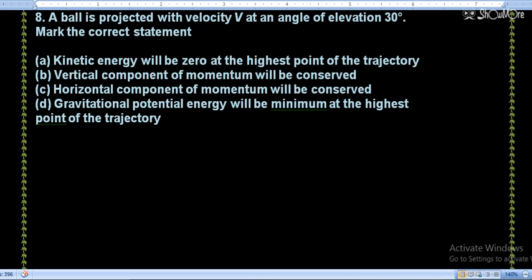Students, I hope you have tried the question. The question is about statements, and 4 statements are given here. Kinetic energy will be 0 at the highest point. But we have seen kinetic energy is non-zero, because the horizontal component is present at the highest point. So this statement is not true.